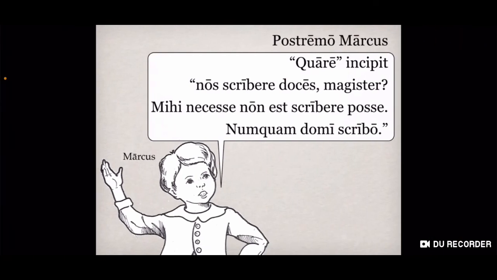Postremo Marcus, lastly Marcus inquit, says, Quare incipit. He said, Nos scribere doces, magister. He said, why? He begins, we learn, why we need to learn, basically, to write. Teacher, mihi necesse non est scribere posse. It is not necessary for me to be able to write. Numquam domi scribo. I never write at home.